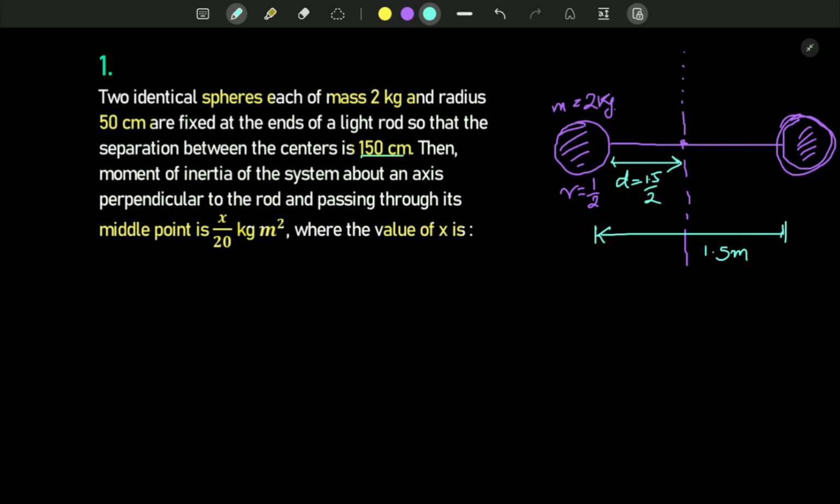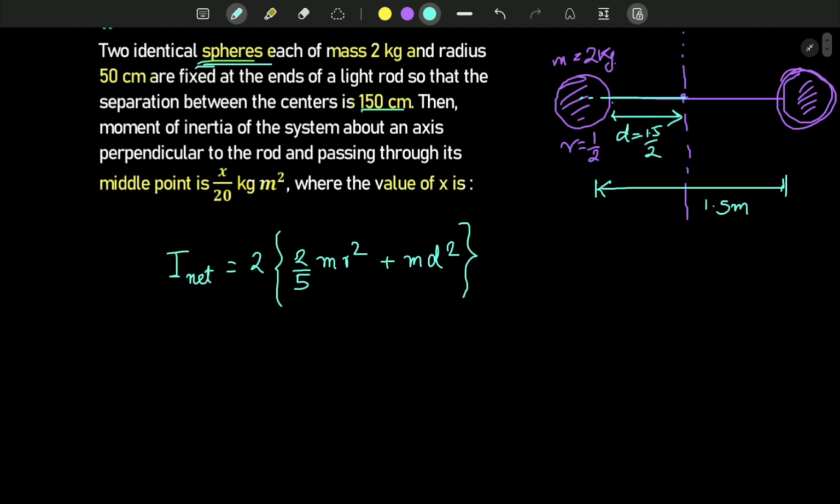Now I have to find the moment of inertia. I net equals the moment of inertia for a sphere. Here the sphere is a solid sphere, so it is 2 by 5 mr square, plus md square for the distance. This will be the moment of inertia for one sphere through this perpendicular from the center, and since there are two spheres, I will take 2 times this. So I will get the net moment of inertia.